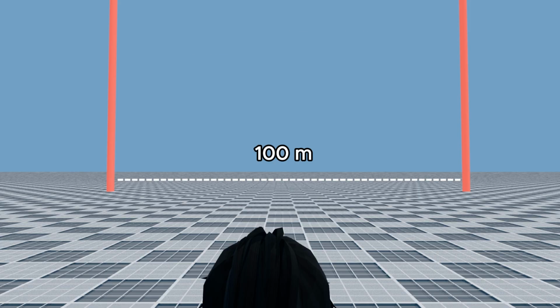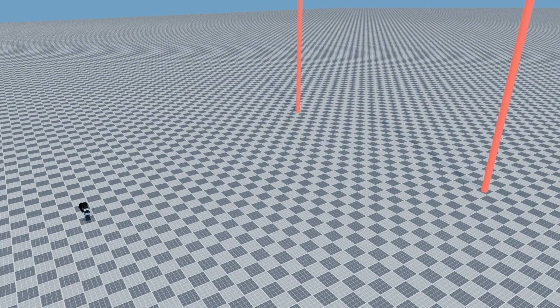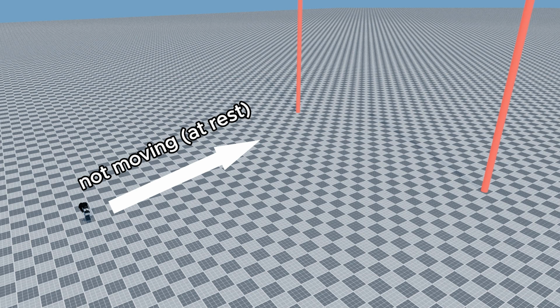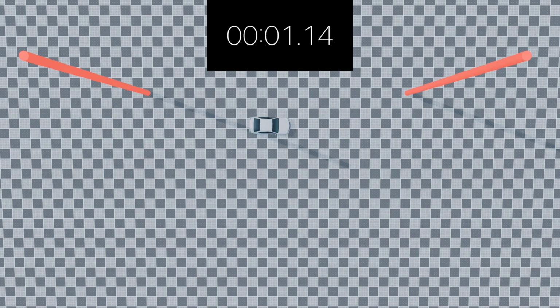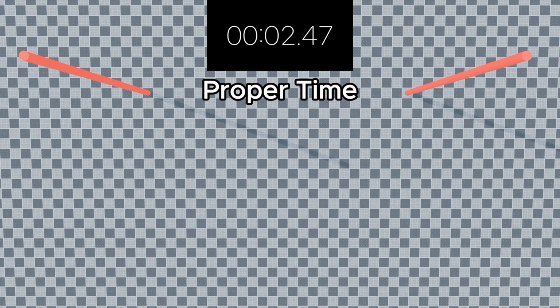This is known as proper length. It is measured by an observer that is stationary relative to the points. As Observer 2 passes the points, they will measure the time it takes with a stopwatch. This measurement, as seen by the observer moving relative to the points, is called proper time. It is important to note this measurement will only work if the subject moves at a constant speed.